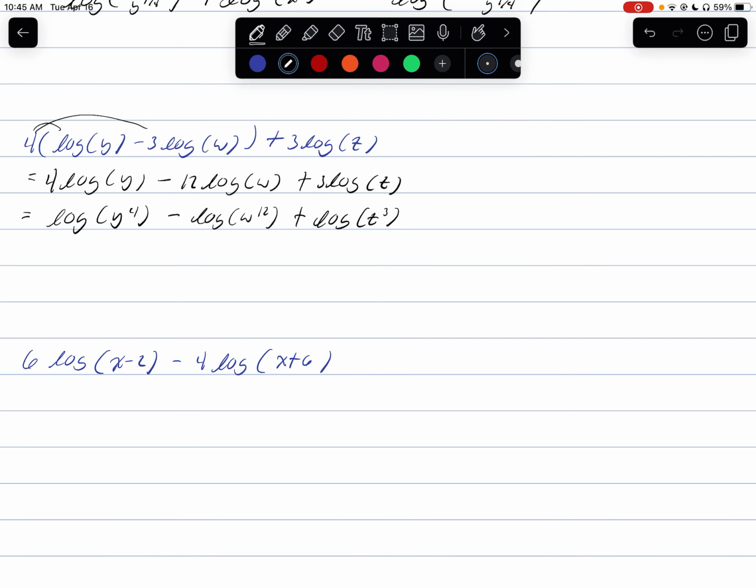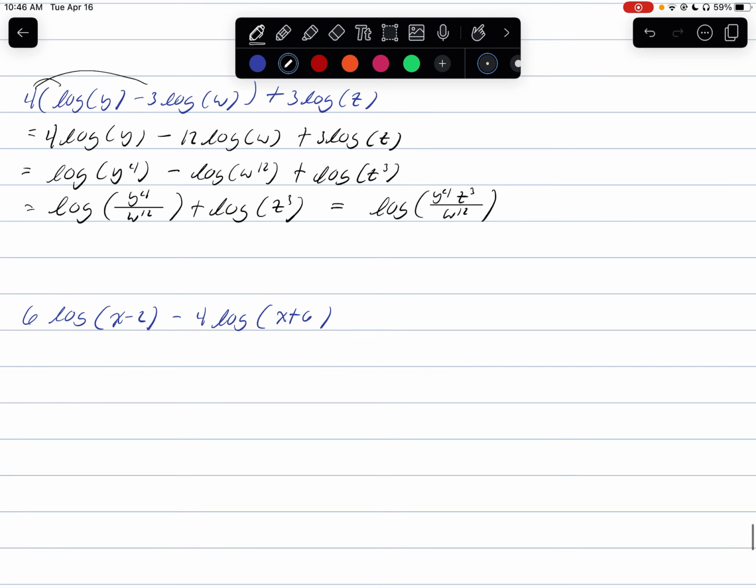And now we can just do our typical product and quotient rules. So these first two terms here, we have log y to the 4th minus log w to the 12th. So we can rewrite that as log of y to the 4th over w to the 12th. Then we have our log z to the 3rd. So then from there, we can just do the basic product rule, and that's going to give us log of y to the 4th z to the 3rd over w to the 12th. Okay, and now we have it as a single log, so we're good.